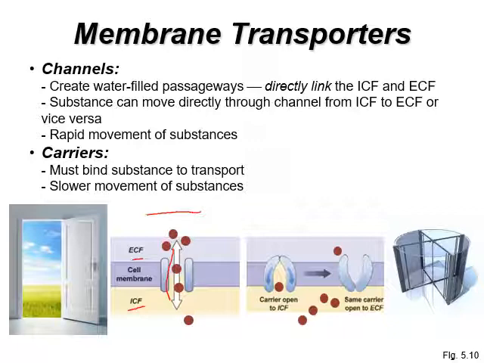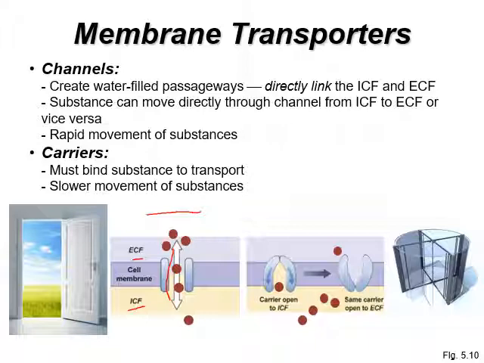Where a carrier will change conformation. Again, these are proteins, so they can change their shape. Here, you can see the carrier is open to the ICF, but then when it changes shape, it's open to the ECF, but not the ICF. So it's more like a revolving door. It's not like there is direct access between the extracellular fluid and the intracellular fluid.